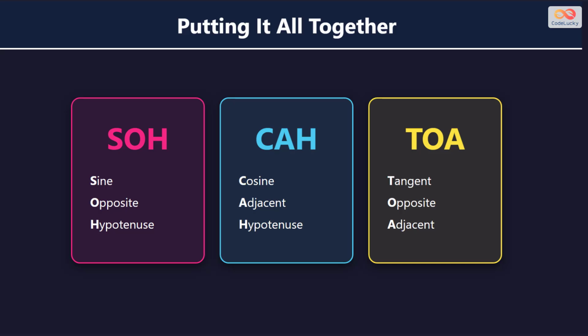Putting it all together, we get SOH CAH TOA. Say it out loud. SOH CAH TOA. This single phrase holds the key to all three formulas. Sine is opposite over hypotenuse. Cosine is adjacent over hypotenuse. Tangent is opposite over adjacent.